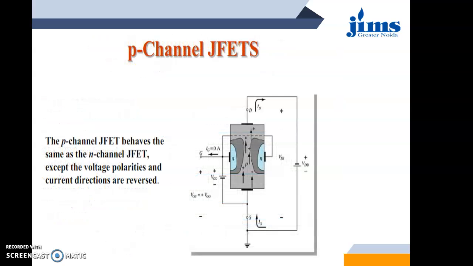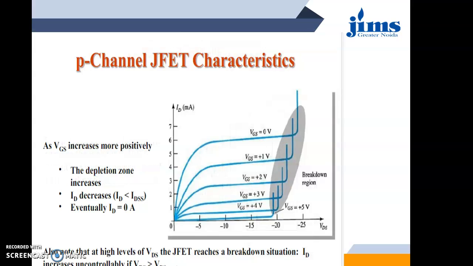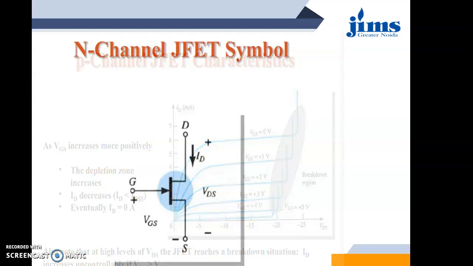Now a P-channel JFET can also be operated in the same way, considering that the source should be forward biased by applying a positive battery, the drain should be reverse biased by applying a negative battery, and the gate should be reverse biased by applying a positive battery. In the same way we will get the characteristic curves.